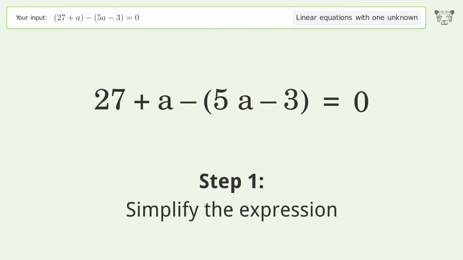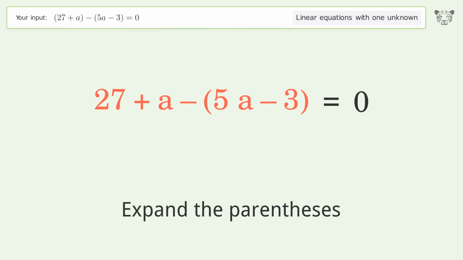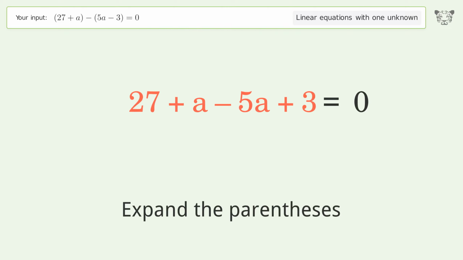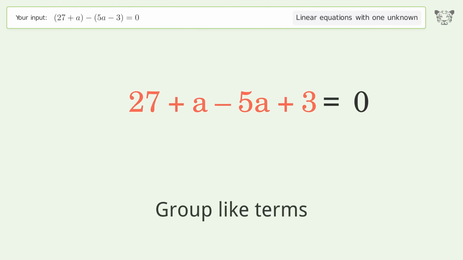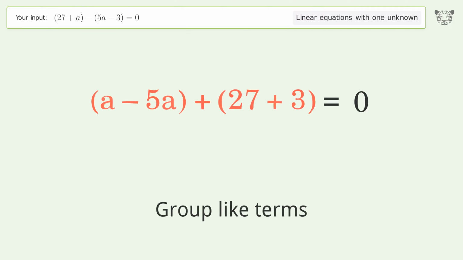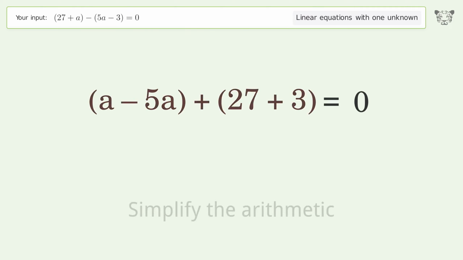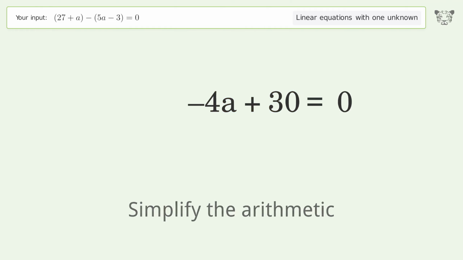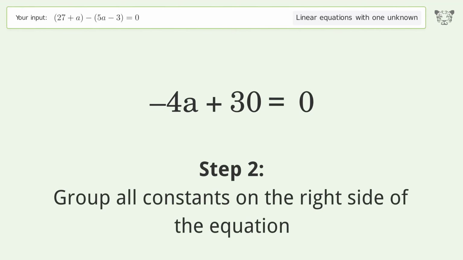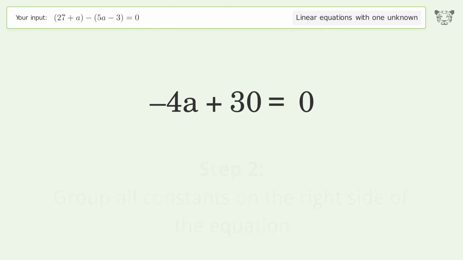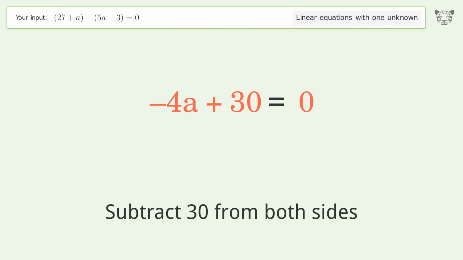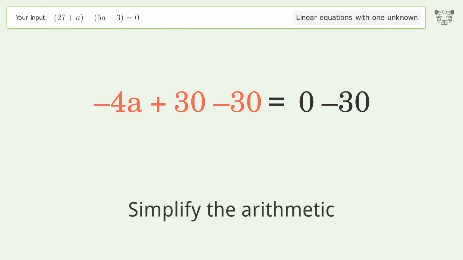Simplify the expression. Expand the parentheses. Group like terms. Simplify the arithmetic. Group all constants on the right side of the equation. Subtract 30 from both sides. Simplify the arithmetic.